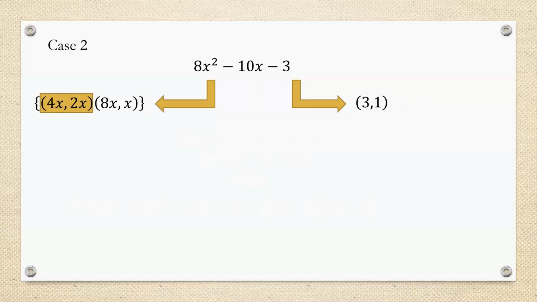Wala naman ibang factors yung 3 kundi 3 and 1. So, ang ginawa ko lang, I just simply multiply 4 and 3 and then 4 times 3 ko is 12. 2 times 1 ko is 2. So, I have 12 and 2. But dito, negative 10. So, pag sinubtract ko yung 12 minus 2, I have 10. Nagets nyo ba? So, pwedeng ganun na style.